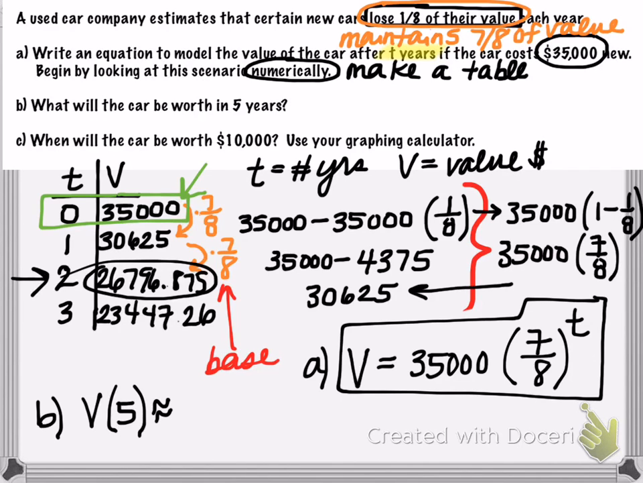So again, take your time doing that on your calculator, but it appears that the value after 5 years is approximately $17,951.81. That was a decimal point. $17,951.81. All right, so lastly, let's go on to part C, which is when will the car be worth $10,000?